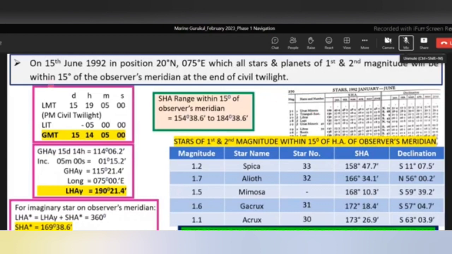So beta, you go to the daily page and check the SHA of planets. It is given there at the bottom right corner of the left page. Have a look on 15th June. Yeah, okay sir, I already checked. Thank you sir. Very good beta.